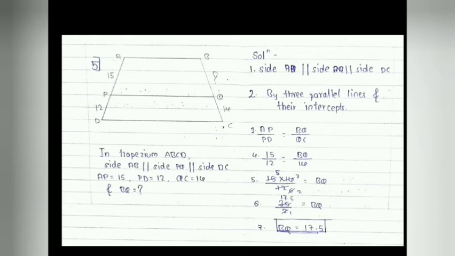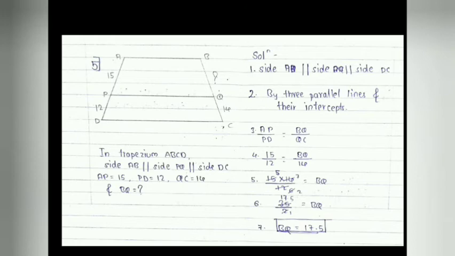Yes, now here AB, PQ and DC, these three are parallel to each other. So we know the property by three parallel lines and their intercept, we can write the ratio, that is AP upon PD is equal to BQ upon QC. Now just put the values 15, 12, 14 and by simplification we can find the value of BQ is 17.5. This is a very easy example.